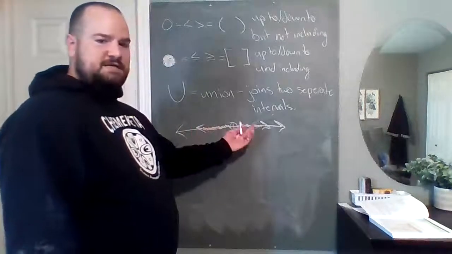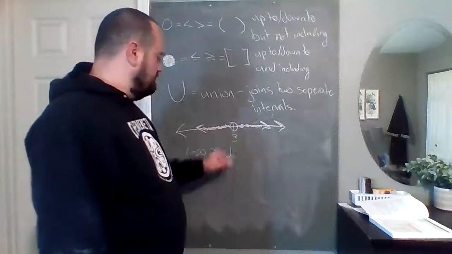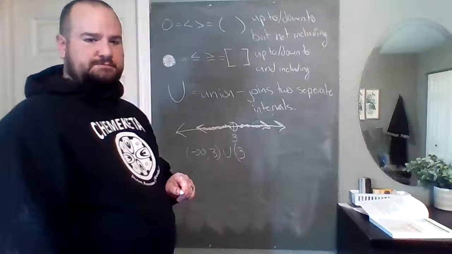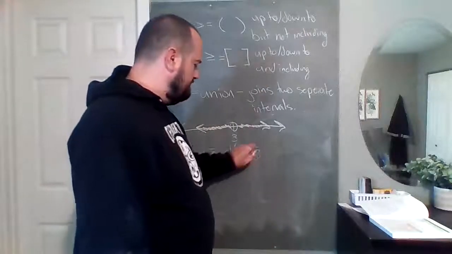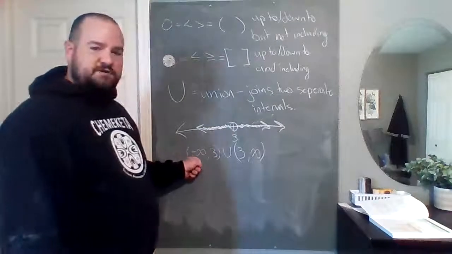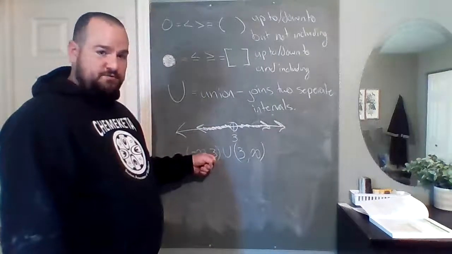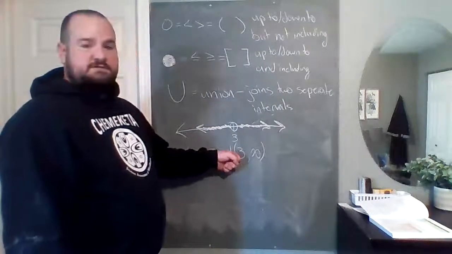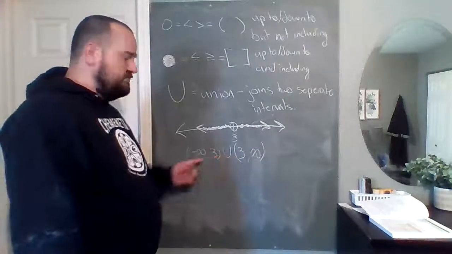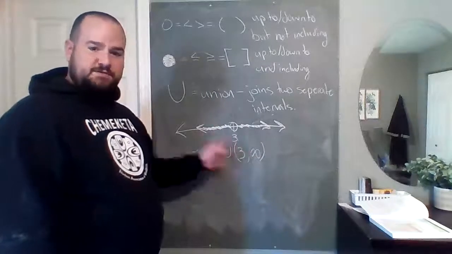I know I'm going to need that. And now where does my next piece start? Well, it starts at 3 as well. Again, it's an open circle, so I'm not going to include it. And it goes off to infinity. So what this says is, take everything from negative infinity up to 3, but don't include 3. Then start at 3, but don't include 3, and go up to infinity. Okay? So this is what we do for this.